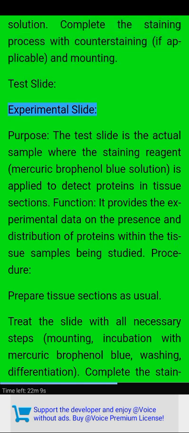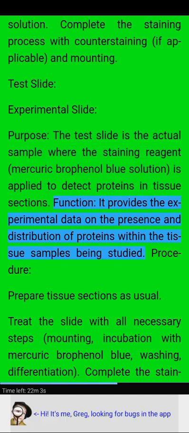Test slide, experimental slide. Purpose: the test slide is the actual sample where the staining reagent, mercuric bromophenol blue solution, is applied to detect proteins in tissue sections. Function: it provides the experimental data on the presence and distribution of proteins within the tissue samples being studied.